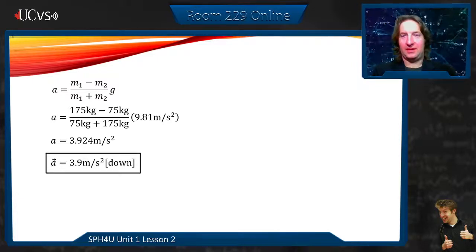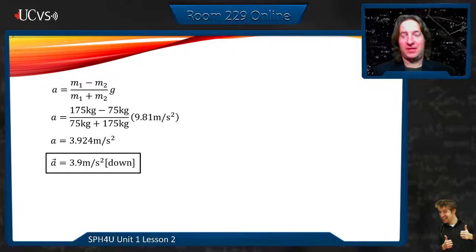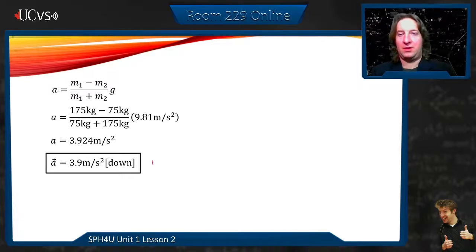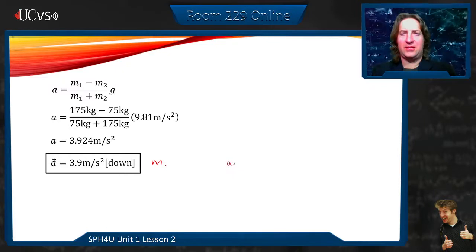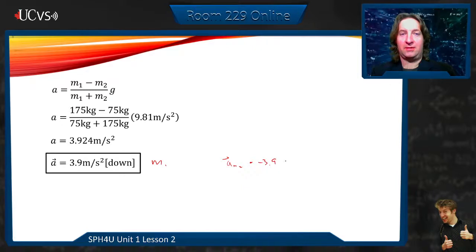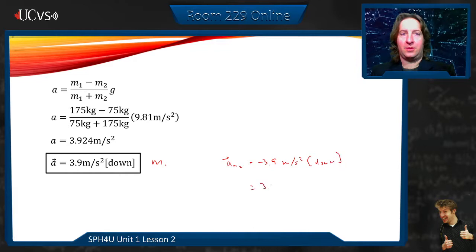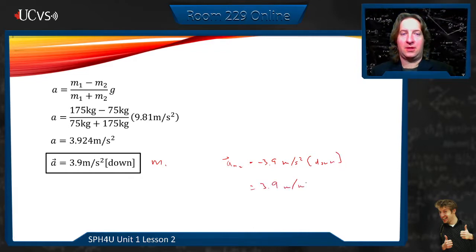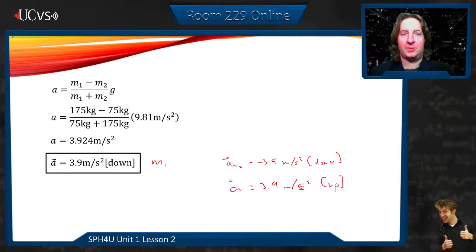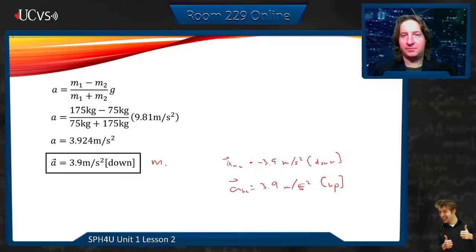Okay, and now I can actually put that as a vector because I know the acceleration of the system, or let's say the acceleration of M1. The acceleration of M2 would actually be negative 3.9 meters per second squared down. Or easier, 3.9 meters a second squared. There's another way we could think about that. Apologies for my scribbles.